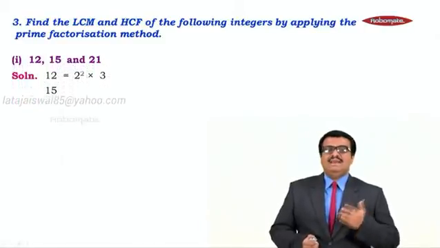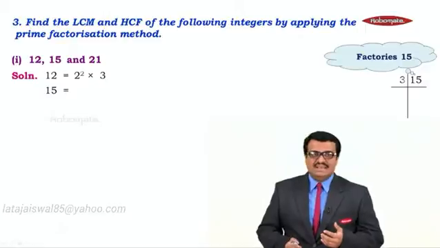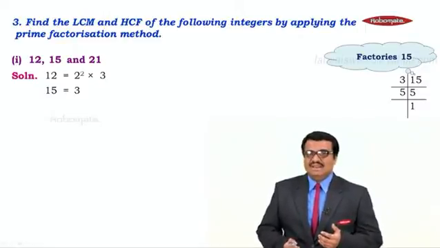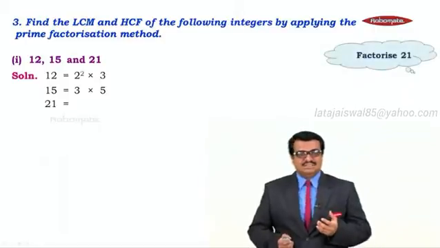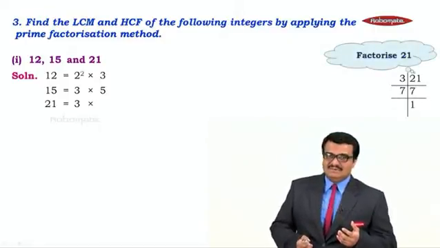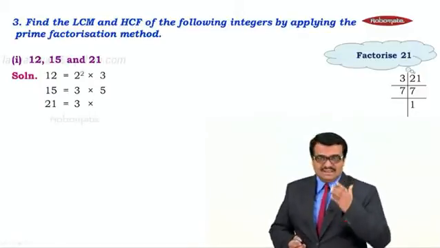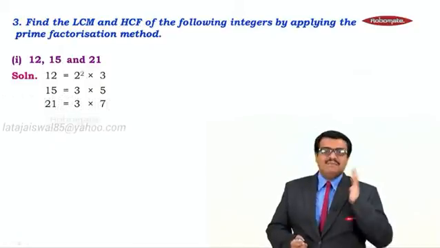Next number is 15 and let us do the prime factorization of 15. 15, if you factorize, it will be just 3 5s are 15, 5 1s are 5. So it will be 3 into 5. And if you take up 21 and do the prime factorization of it, 21, if you factorize, 3 7s are 21 and 7 1s are 7. So in powers, if you write it, it is 3 into 7. So all the three numbers we have done the prime factorization.